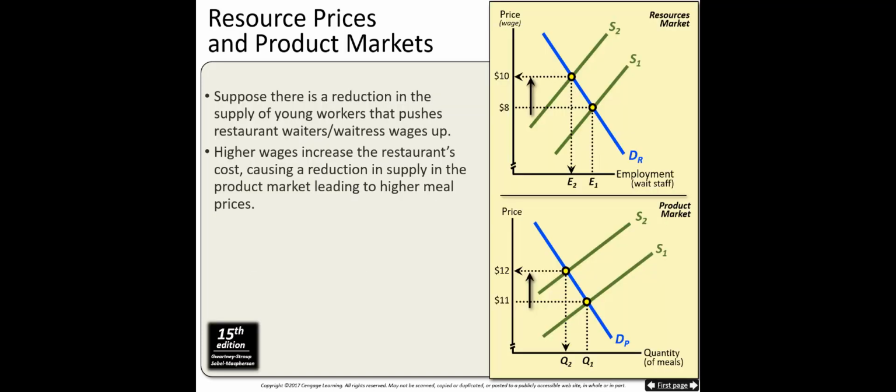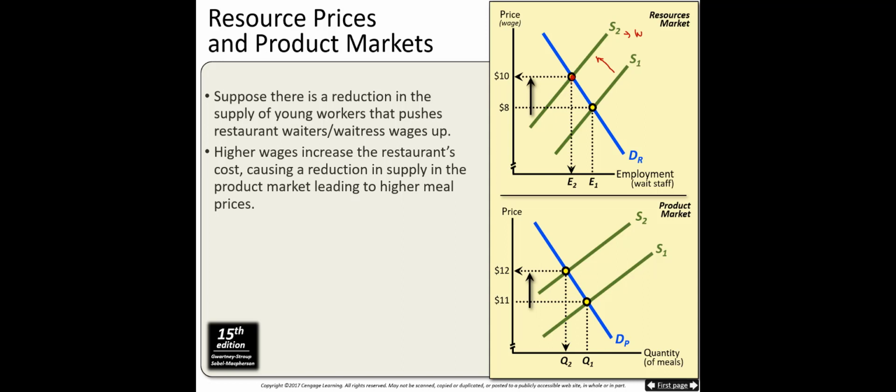Let's see this with an example. Suppose there is a reduction in the supply of young workers that pushes restaurant waiters' and waitresses' wages up. So the supply, as you see on the screen, shifts to the left. So this is the supply of waiters and waitresses. And when it shifts to the left, the wages of waiters and waitresses increase from $8 to $10.